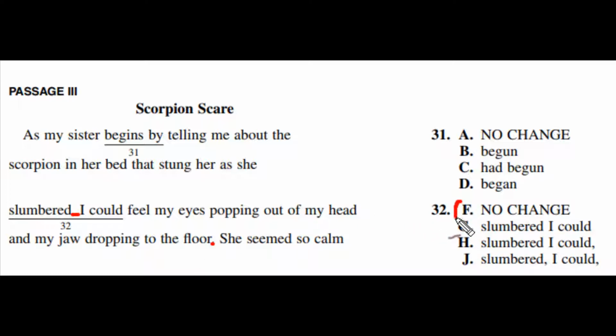Answer choice F is going to be the correct answer choice because of the abandoned boxcar. We're going to put a comma here because it's dependent and independent. Keep in mind, kids, this is very common, that they start off with one of these little words here. If you were to take this little word and cross it out, you would see: my sister began telling me about the scorpion in her bed that stung her as she slumbered. That, if you cross this out, would make it independent. So be aware that when you start off with something like this, that makes it dependent.